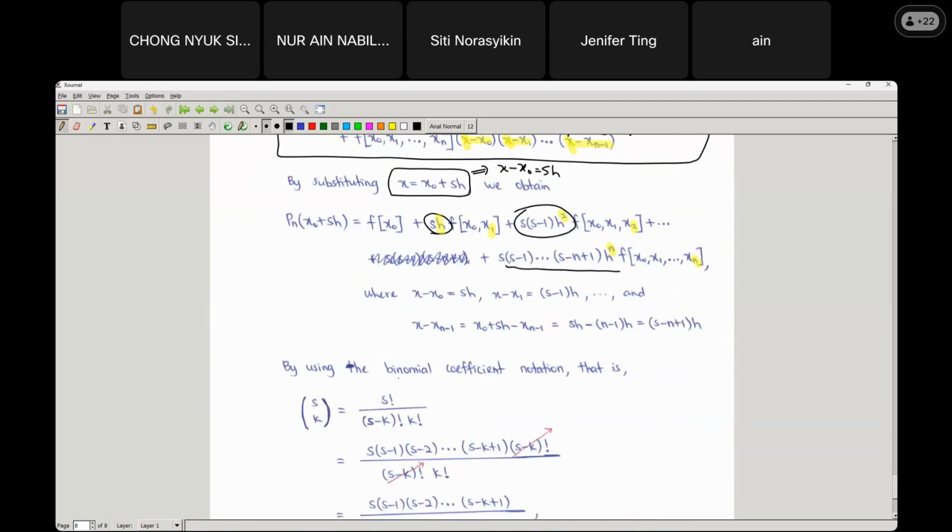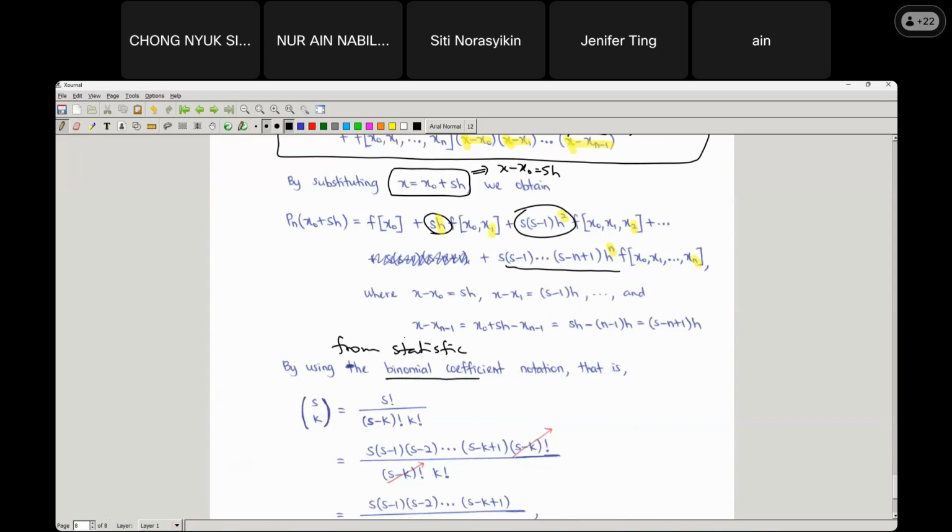I know that by using the binomial coefficient notation. Now, the binomial coefficient, this one you learn in your statistics course, okay? So we can write the binomial coefficient in the form (s choose k) is equal to s factorial divided by (s minus k) factorial times k factorial. Okay, you've seen this one from statistics.